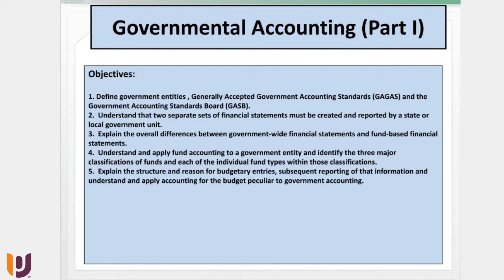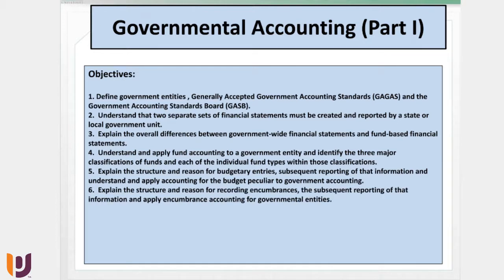5. Explain the structure and reason for budgetary entries, subsequent reporting of that information, and understand and apply accounting for the budget peculiar to government accounting. 6. Explain the structure and reason for recording encumbrances, the subsequent reporting of that information, and apply encumbrance accounting for government entities.